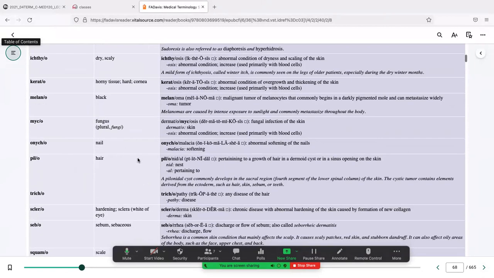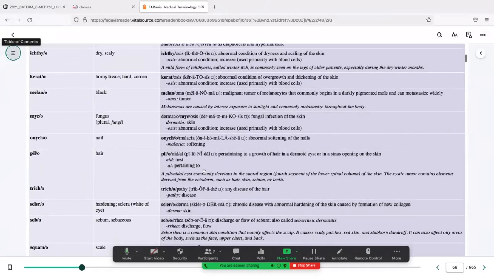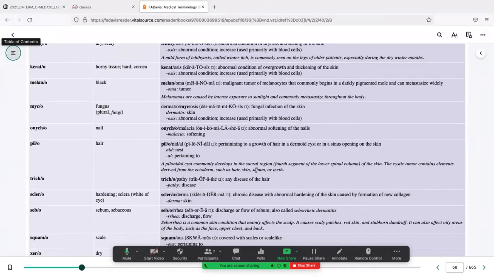Pilo is hair. Pilonidal cyst. Nid, N-I-D, that's a nest. Now, a cyst, of course, remember, if you have an infection, the pus is made out of white blood cells, dead white blood cells, and dead bacteria. And you could have a whole bunch of hair tangled up in that as well. And that's called a pilonidal cyst, right?